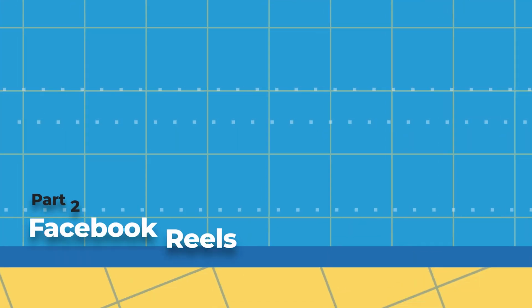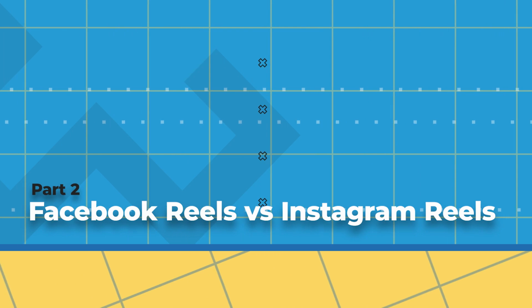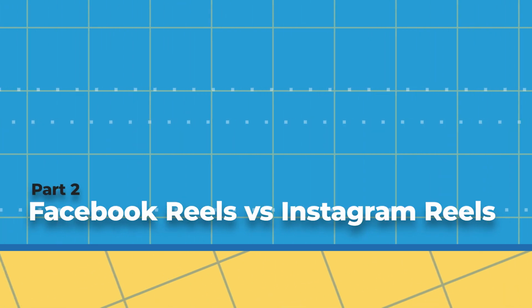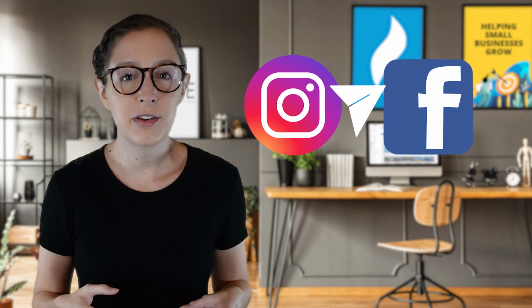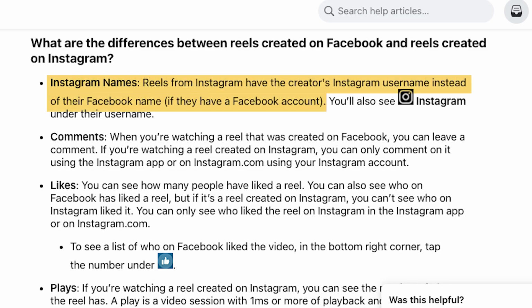But assuming that you're already pretty familiar with Instagram Reels, let's talk about what the differences are between Instagram Reels and Facebook Reels and how they work together. You can share Reels from Instagram to Facebook. So if you see a Reel on Facebook that was originally created in Instagram, the Reel will have the creator's Instagram username instead of their Facebook name if they have a Facebook account. You'll also see the Instagram symbol under their username.